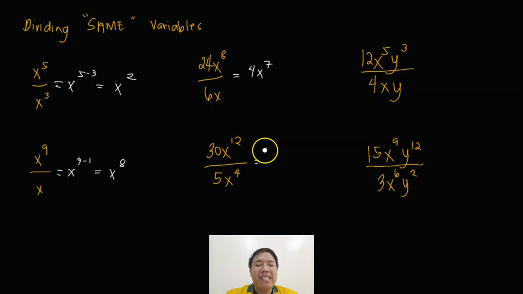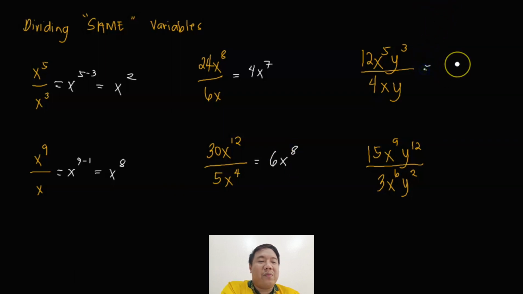Diba? How about 30x raised to 12 divided by 5x raised to 4? Sige nga, try nyo nga po. Okay, sige. Tingnan natin if we're going to have the same answer. So, 30 divided by 5 is 6. And how about x raised to 12 divided by x raised to 4? It's x raised to 8. Okay, so our final answer will be 6x raised to 8. Very good.